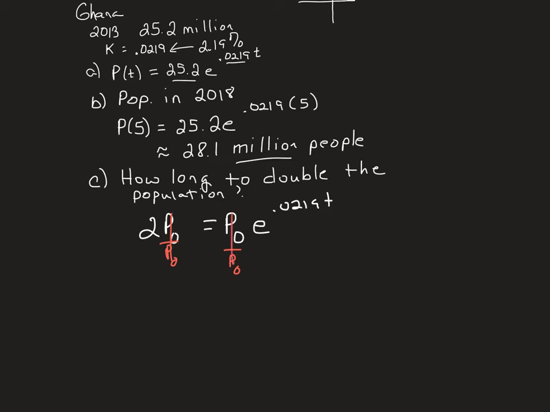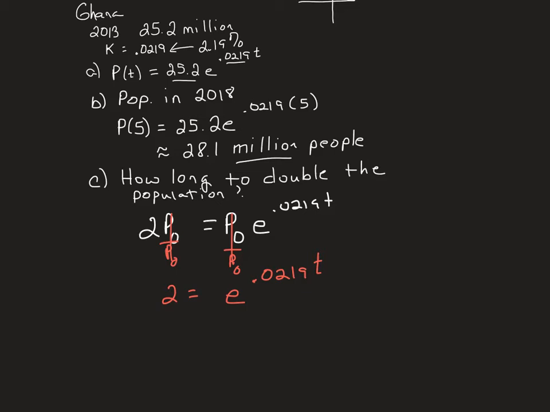And we end up with 2 equals e to the 0.0219t. And we learned in one of the previous sections, now that's a whole lot easier than trying to multiply all that out and then divide.